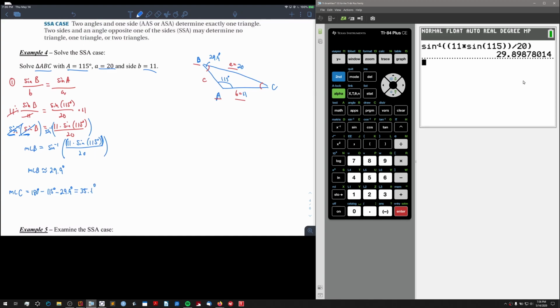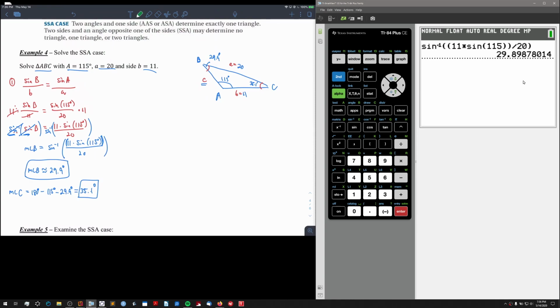So now I know that this angle here is 35.1 degrees. Okay, and now I have to find the only other missing thing. So box your answers. I found angle B. I found angle C. So the only other missing thing is side C over here. That's the only other missing thing. Okay, so let's go do that. Let me switch to another color.